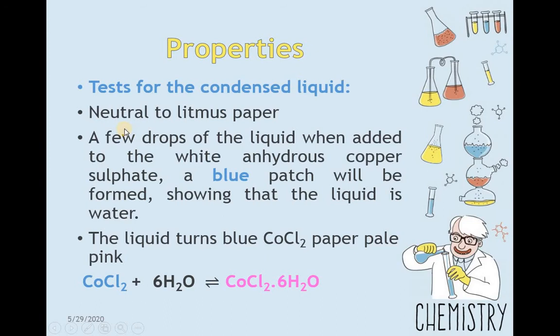So how do you test? We will see that it is neutral to litmus paper. If you put a few drops of liquid to the white anhydrous copper sulfate, a blue patch will be formed, showing that the liquid is water. Also, this liquid turns blue cobalt chloride paper pale pink. So that also gives you the indication that the liquid is water.